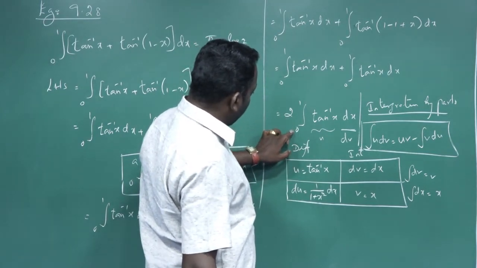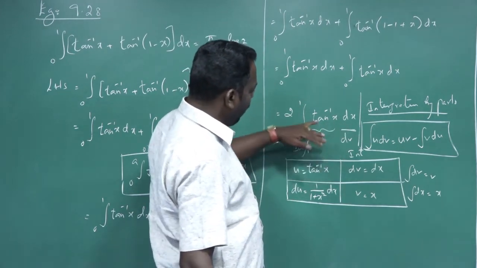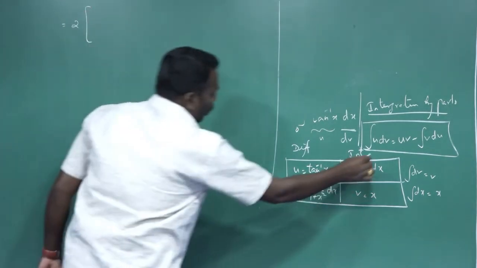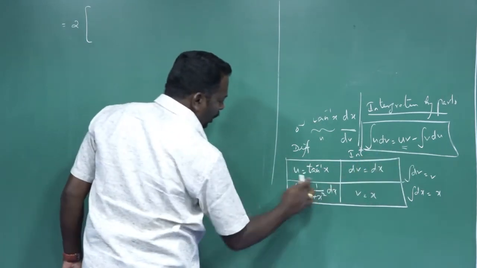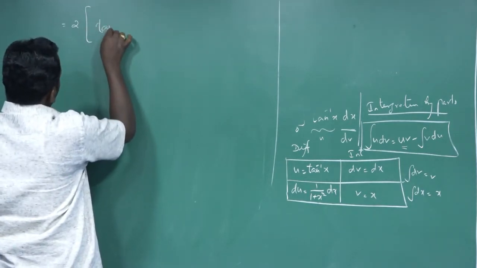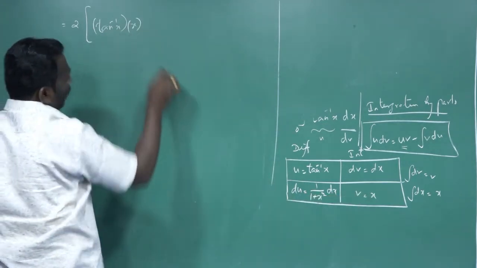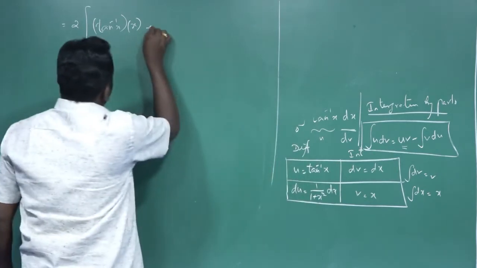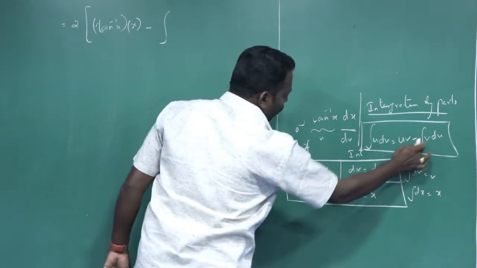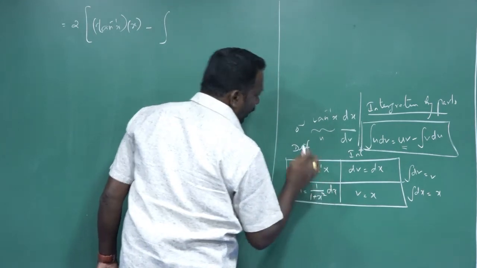The 2 is outside, integral from 0 to 1, and u is tan inverse of x, dv is dx. Now apply the integration by parts. That is equal to 2 outside, within the bracket u into v. u is tan inverse of x, v is x. So u into v minus integral v equals x, du equals 1 by 1 plus x square dx.